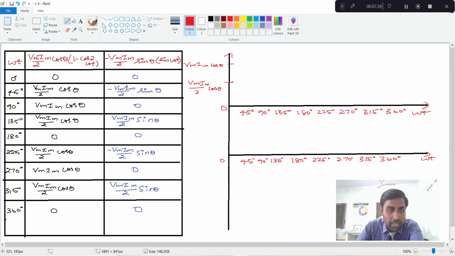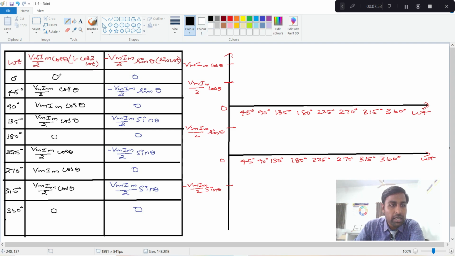In the second, you see Vm Im by 2 sin theta is a minus value and another one is a plus value. So this is my Vm Im by 2 sin theta, and this I am going to take as minus Vm Im by 2 sin theta. Now I am going to substitute all the values.